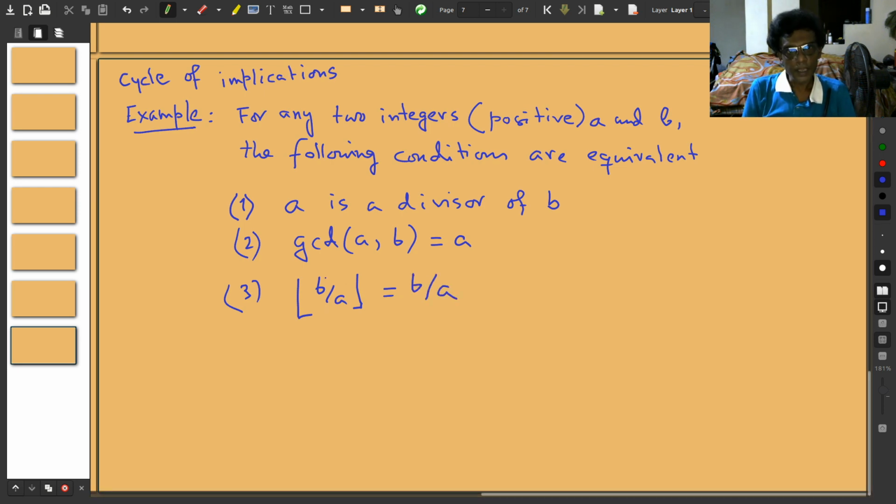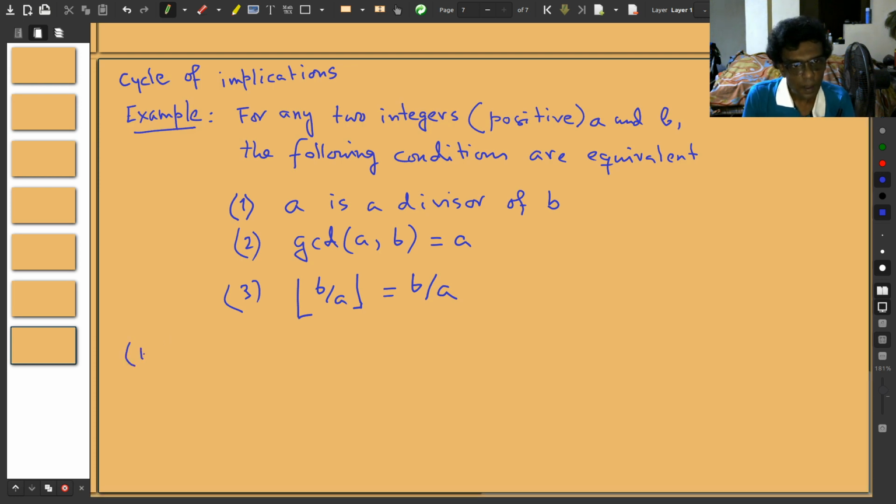So, whenever I make a cycle of implications, what I can typically do is, 1 implies 2, 2 implies 3, 3 implies 1. So, 3 things I have to prove. Or I can show 1 implies 3, 3 implies 2, 2 implies 1. Okay, so let us proceed this way. 1 implies 2.